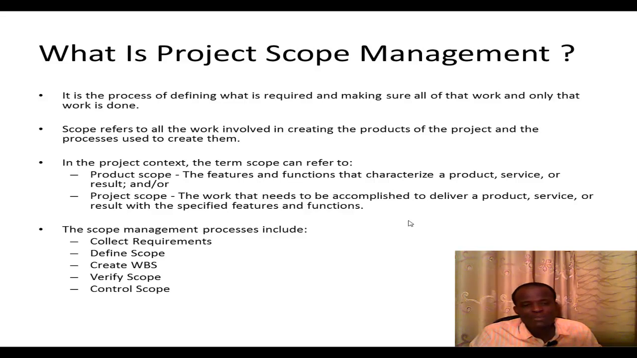Now the scope management process includes collecting requirements. Of course, you must know what is required of you as a project manager. Then after you've collected the requirements, you must define the scope. After having defined the scope, you then create what we call the WBS, work breakdown structure. Then you verify the scope, and finally you control the scope.